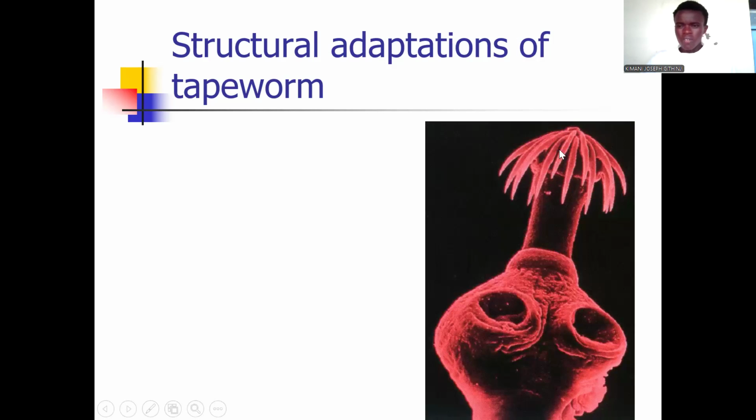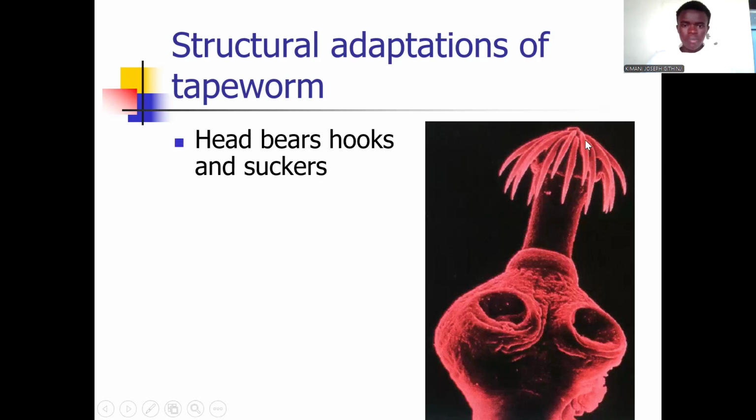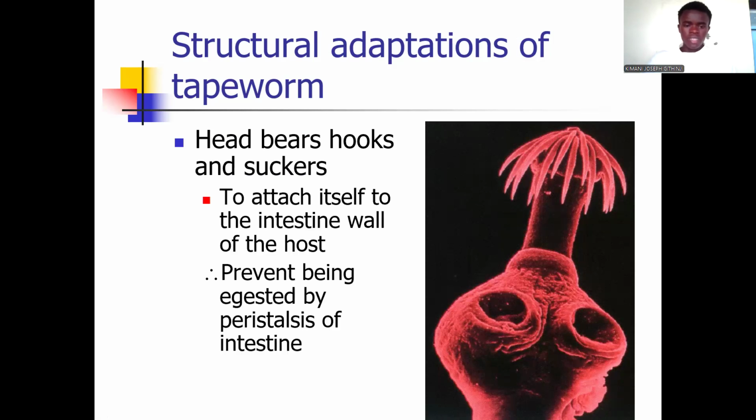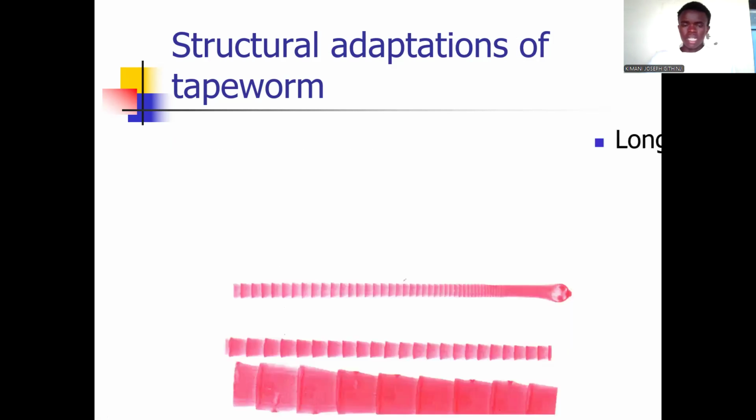Now this is a tapeworm, as you can see, its structural adaptations. It has some kind of hooks here. The head bears hooks and suckers. So these hooks tend to adhere to the intestinal walls, so that whenever there is a process of digestion, the parasite holds itself onto the intestine walls so that it is not digested together with the fecal matter. It attaches itself to the intestine wall to prevent being carried away by peristalsis of the intestine.